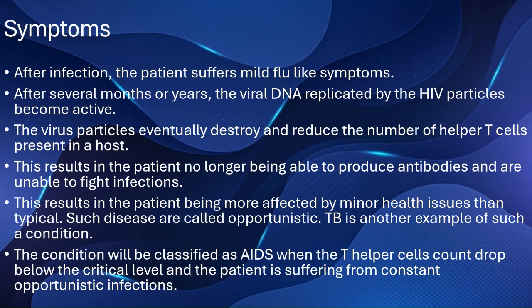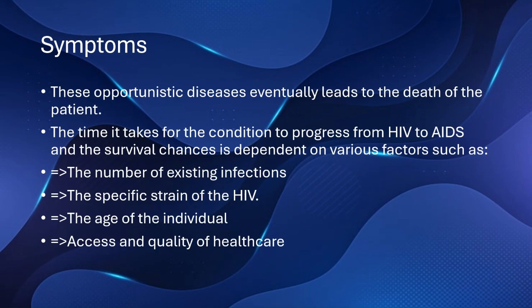So try to use this video to look at different points and see how you can plot it as a graph to see how the number of antibodies, for example, changes. So these opportunistic diseases eventually lead to the death of the patient, and the time it takes for the condition to progress from HIV to AIDS and the survival chances is dependent on various factors such as the number of existing infections, the specific strain of the HIV, the age of the individual, and access and quality of healthcare.